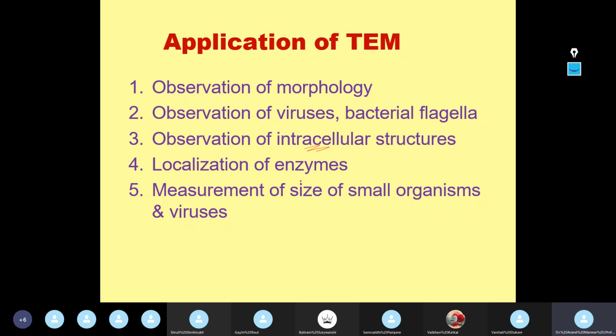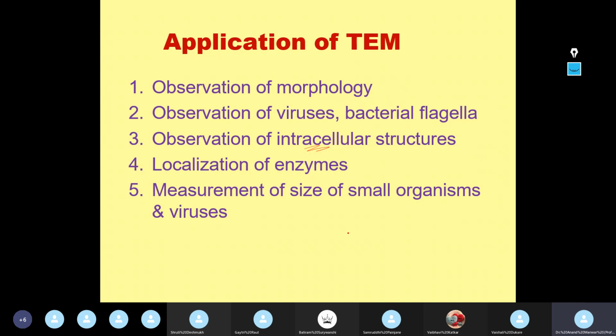It can also be used to study the localization of enzymes. Within the cell, there are different compartments or different organelles. Just for example, if you take a cell having mitochondria, mesosome, ribosomes, and so forth. These are cell wall, cell membrane, periplasmic space, and so forth. You will find that there are many enzymes which are localized at different organelles. So localization or identification of the localized enzymes can also be traced by using transmission electron microscopy.